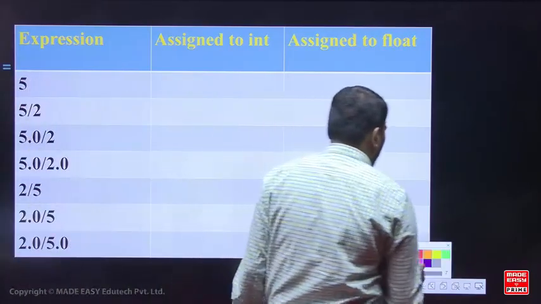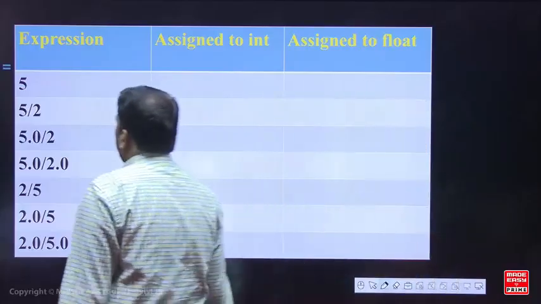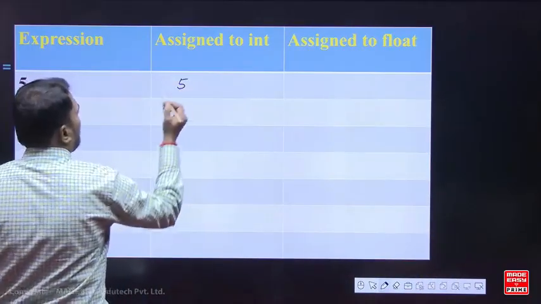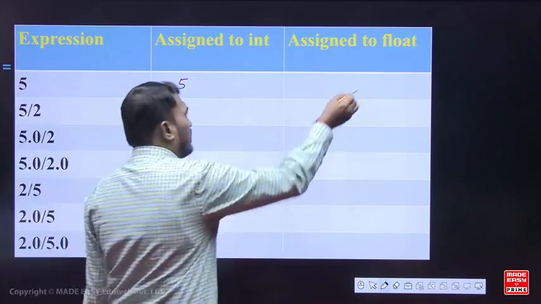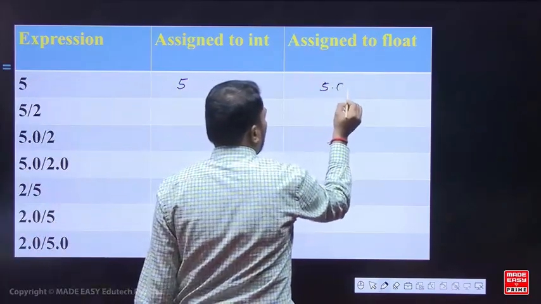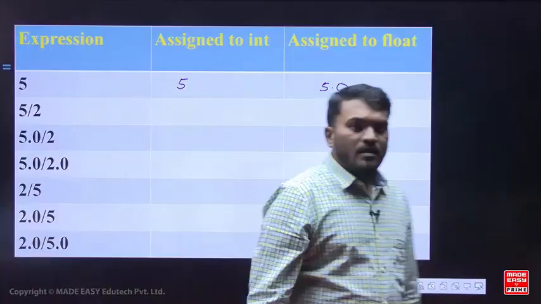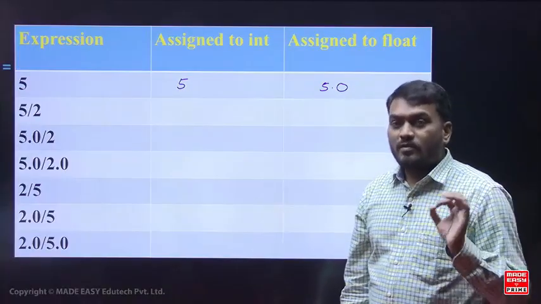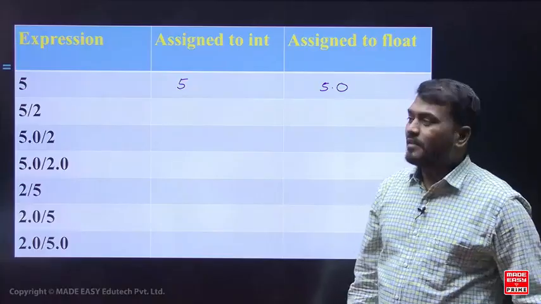Okay, now time up guys. So fine. Now tell me 5. If I assign it to integer, what will it print? 5 only. But if I assign it to float variable and print, it will print 5.0. Remember, we are studying with respect to C language compiler. Don't apply your mathematics and don't apply your other languages.